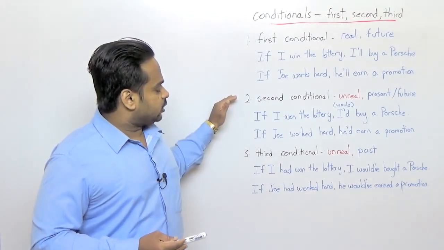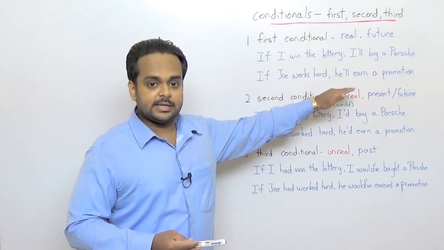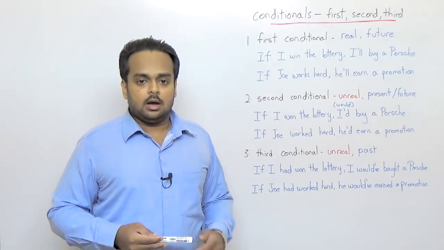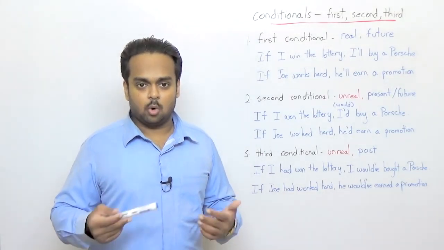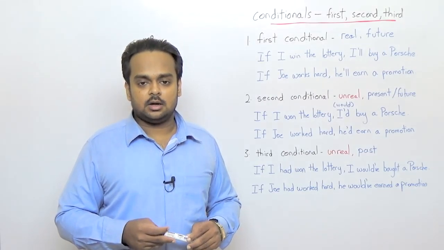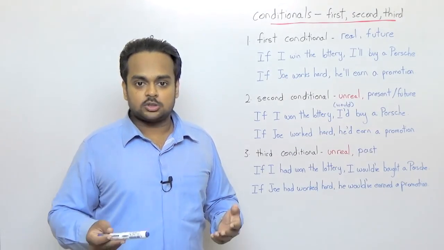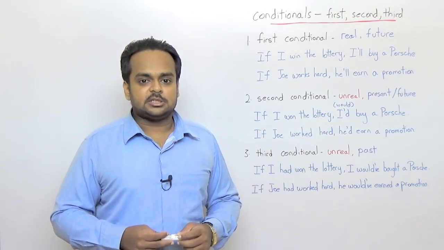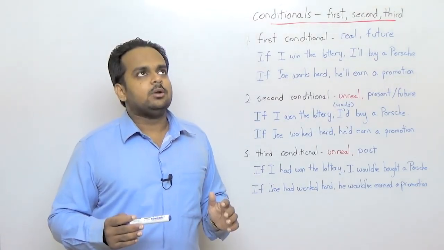Now, the second conditional, on the other hand, is used for unreal situations in the present or in the future. What do we mean by unreal? By unreal, we mean that we don't think the situation is possible, or we don't think it's going to happen. So imagine that you come to me and you ask me, hey, do you like sports cars? And I say, oh yeah, my dream is to buy a Porsche. If I won the lottery someday, I would buy a Porsche.